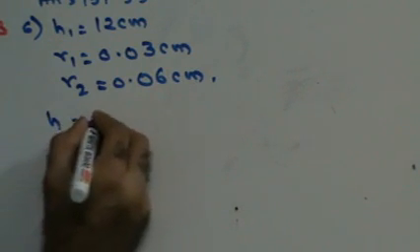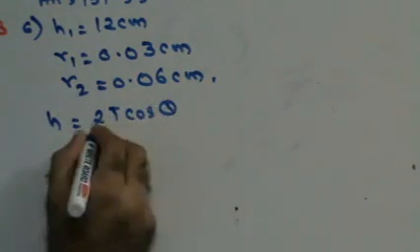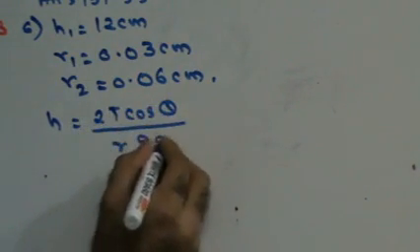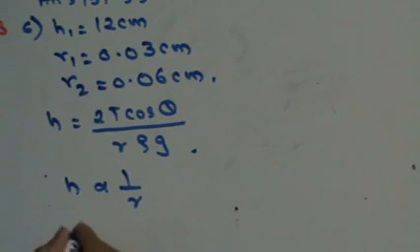Now, we know that h is equal to 2T cos theta upon r rho g. That means h is inversely proportional to r. Therefore, h1 upon h2 is going to be r2 upon r1. Once you have this, you have three values, so you can find out the remaining value. The answer for this should be 6 centimeters. Next, take on next one please.